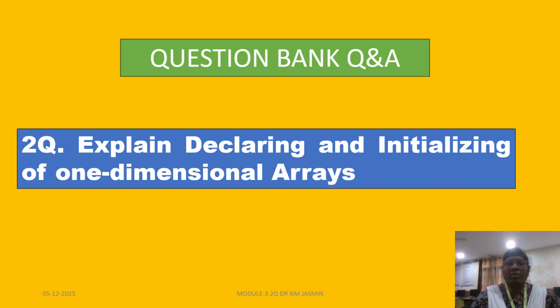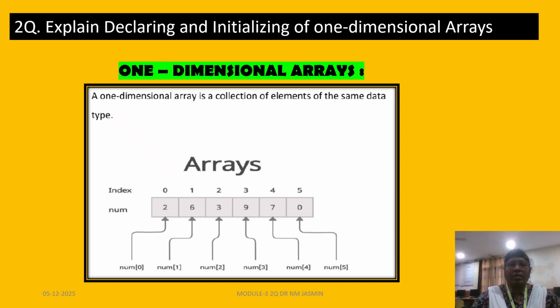Now I am discussing explaining, declaring and initializing of a 1D array, one-dimensional array. So if you see how we can declare and initialize a one-dimensional array, before going to declaring and initializing, we should know what is meant by a one-dimensional array. A one-dimensional array is nothing but a collection of elements of the same data type.